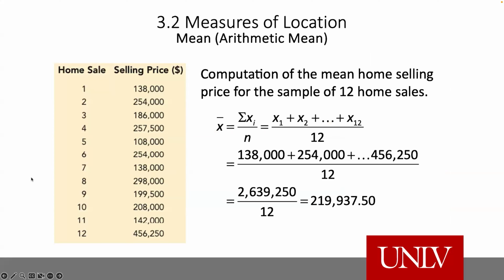To calculate the mean price, we can do x bar equals the sum of all the values in the dataset divided by n, which is the number of observations in the dataset. So we have applied this formula to these 12 values of selling price. The final result is 219,000 as the mean.